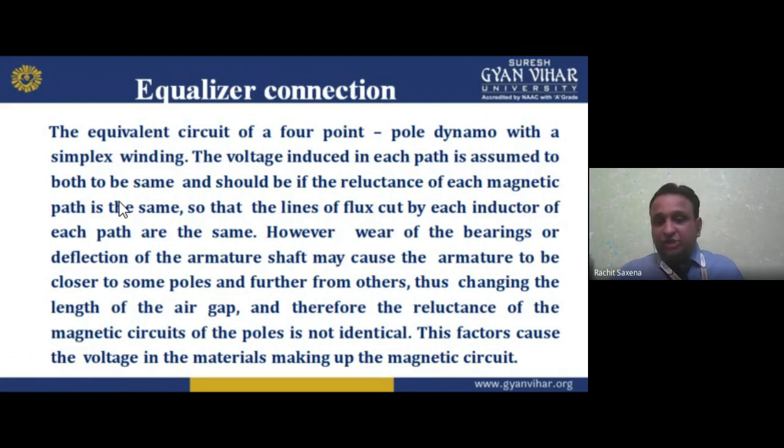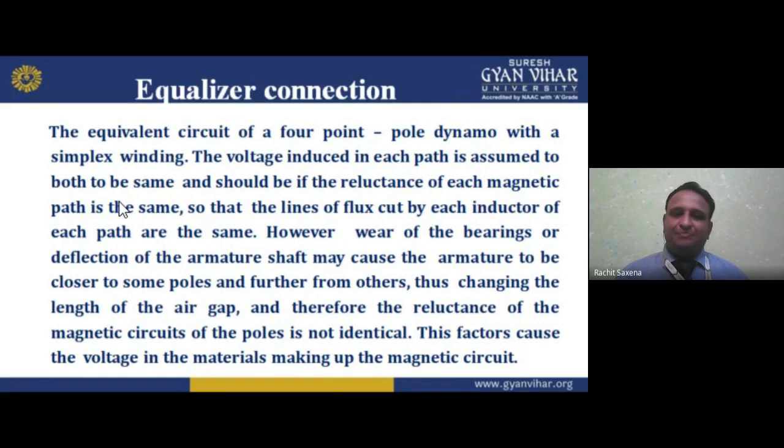And how is it possible? If each magnetic path has equal reluctance. If one path has higher reluctance, it has lower flux; if another has lower reluctance, then higher flux. So that the lines of flux cut by each inductor of each path are the same.